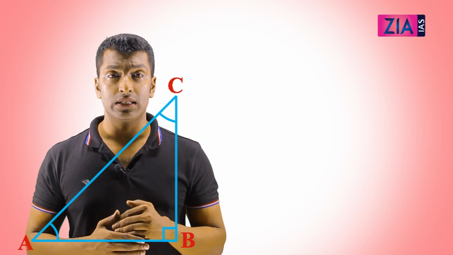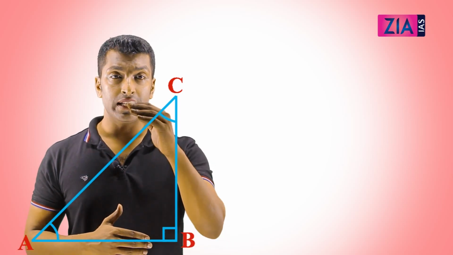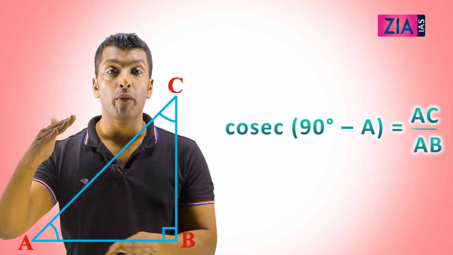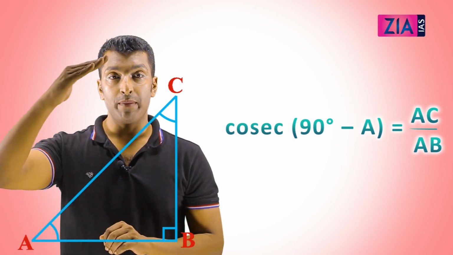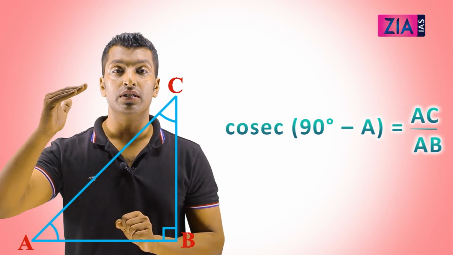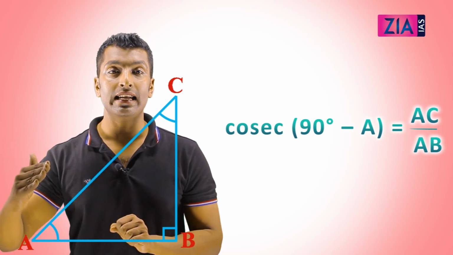Now what about cosec(90 minus A)? Cosec(90 minus A) means hypotenuse, which is AC, divided by the opposite side, which is AB. So we got cosec(90 minus A) as AC divided by AB.